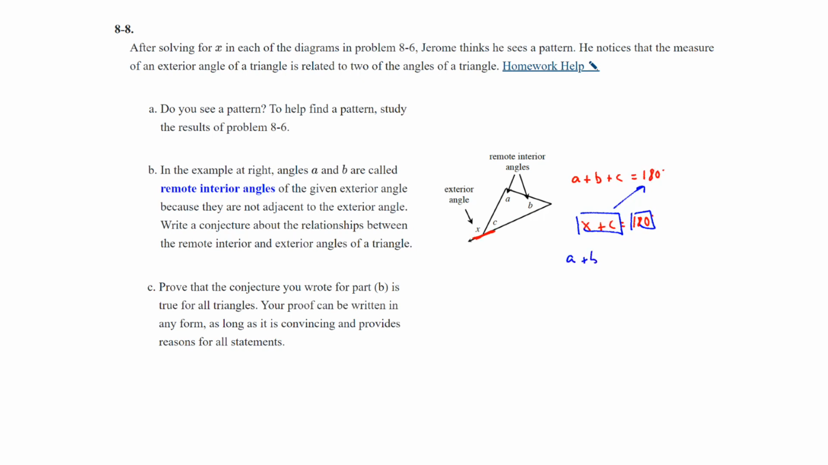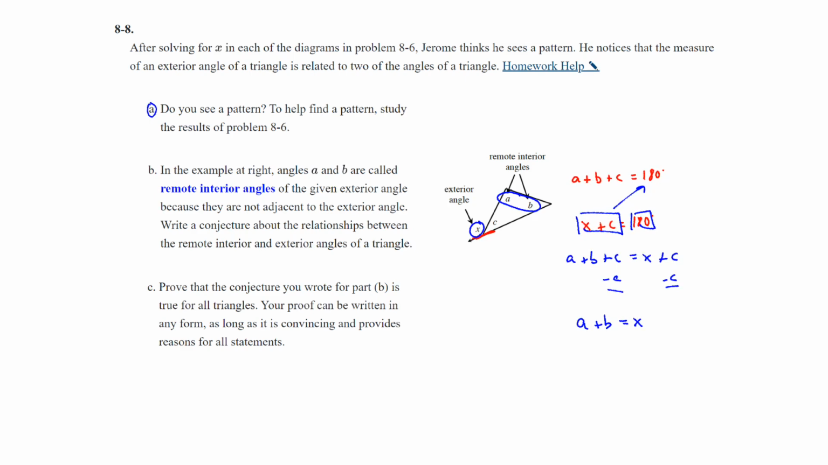And so then we get A plus B plus C is equal to x plus C, and then you notice that the C's in common, so we're going to subtract C from both sides, and you're left with A plus B is equal to x. And so the sum of your remote interior angles here are equal to the exterior angle. So that's the pattern that hopefully you were able to see for part A, that the measure of the exterior angle of a triangle equals the sum of the measure of its remote interior angles. So that answers part A there.